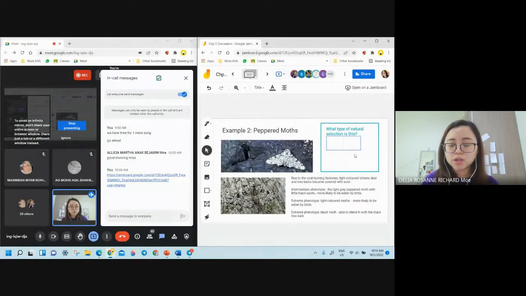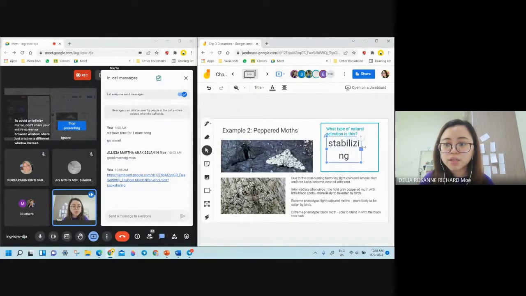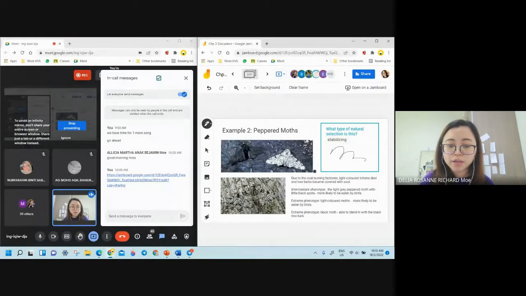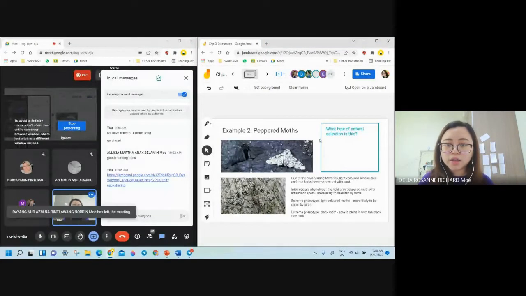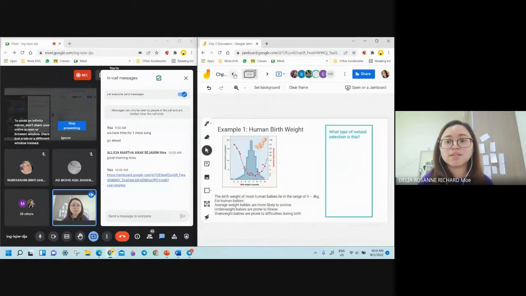Contoh, if this one you think it is stabilizing selection, then you write stabilizing. Okay, make sure it fits lah in that little box. Or you could also write using a pen if you want to do that. But make sure you don't delete any of the actual text. I am sharing the editing link to you because I trust you. Don't misuse my trust.